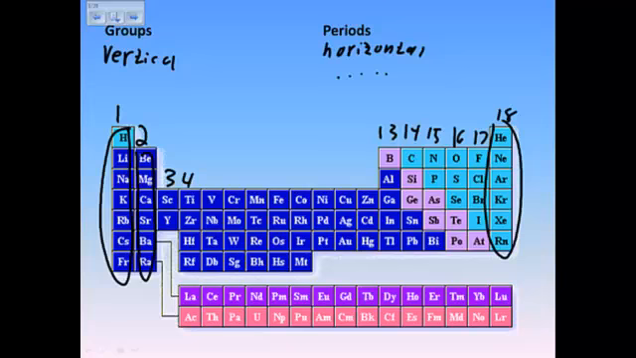If you get questions along the lines of which of these two elements are similar, you always pick the ones that are in the same group. So lithium and sodium are similar. Nitrogen and phosphorus react similarly. That's the big thing I want you to get from that.